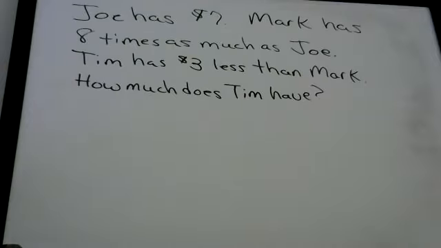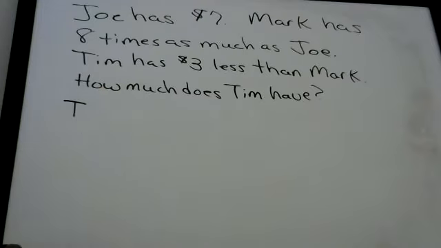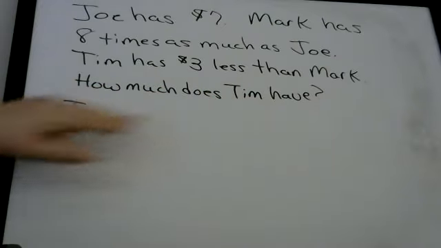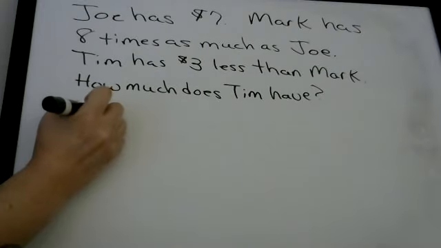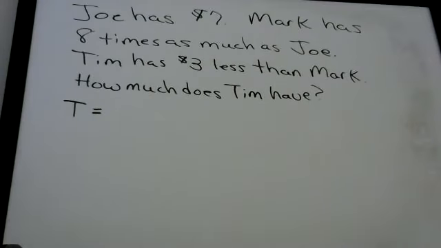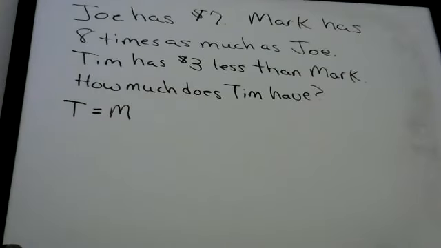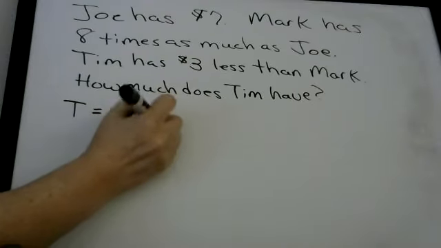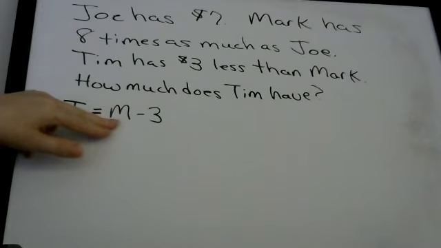So we're just going to use variables with their first names. So Tim, because that's who we want to know, right? Ultimately, how much does Tim have? We're going to make that a T. Tim has means equals 3 less than Mark. We know this is going to be some sort of subtraction. It's 3 less than Mark. So it would be Mark, we're just going to put as an M, minus 3. So Tim has M minus 3, whatever Mark has minus 3.